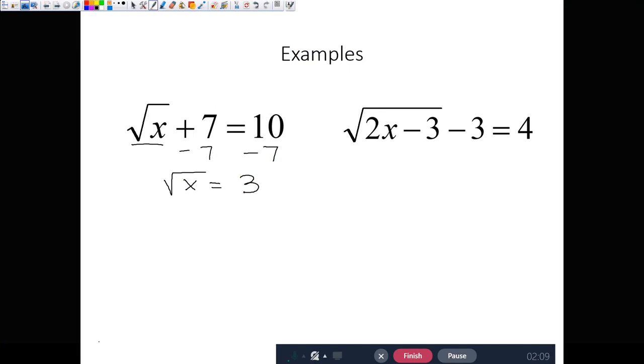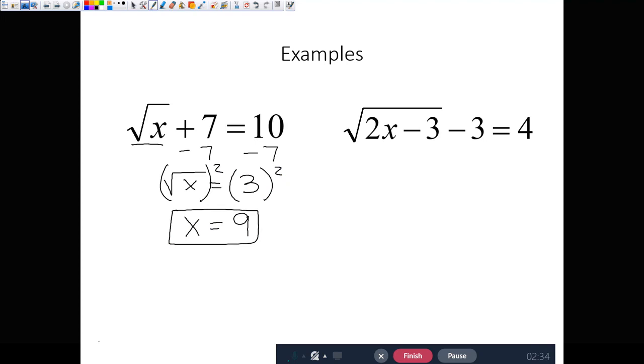Then we are going to square both sides to eliminate my radical. So this will leave me with x, and then I square this side, which what is this? 3 squared? 9. So my answer is x equals 9.